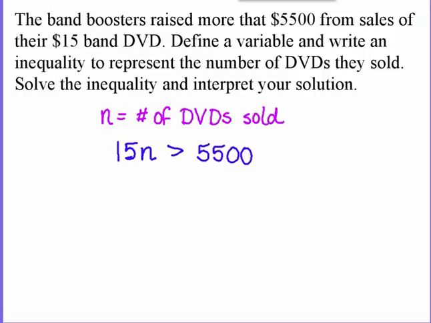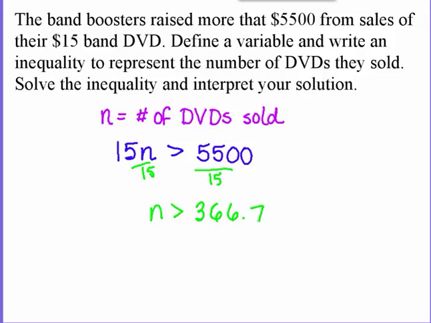Now we need to solve this. So what do we need to do to both sides? Divide by 15. So when we do that, we get N to be greater than what answer? What is 5,500 divided by 15? Somebody do it for me. Does it come out even? I think it's 366.7.